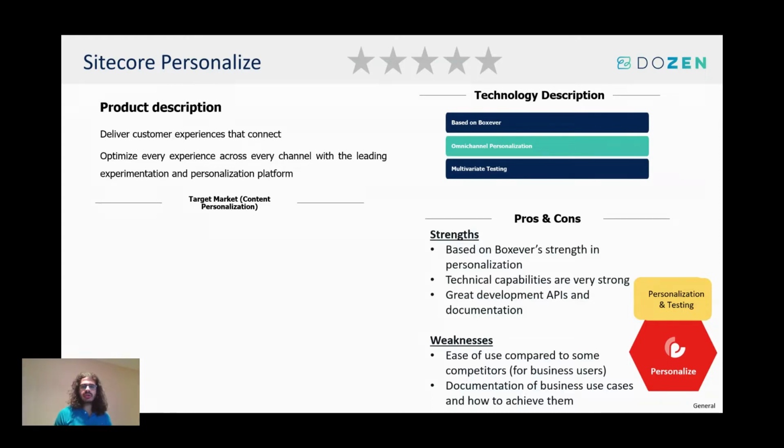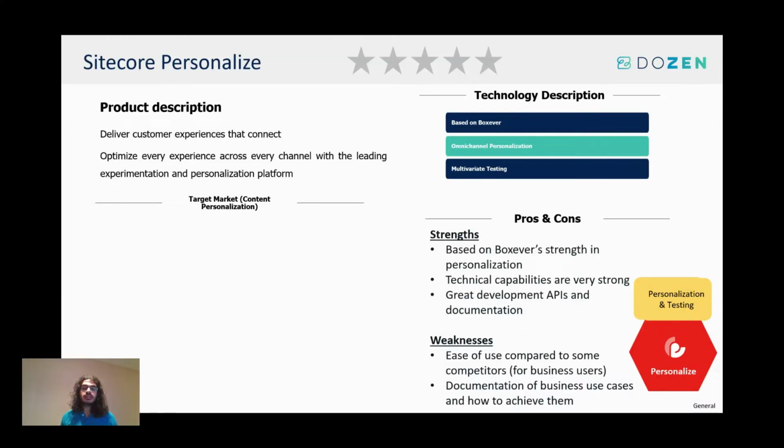It's based on the BoxEver acquisition, as we said. The whole idea is omni-channel personalization and multivariate testing. I think the strength for it is it's based on BoxEver's strength in personalization, in decisioning, and all the really strong capabilities that come out of the BoxEver platform. Its technical capabilities are very, very strong. You can almost do anything with it. It has great development APIs and documentation.